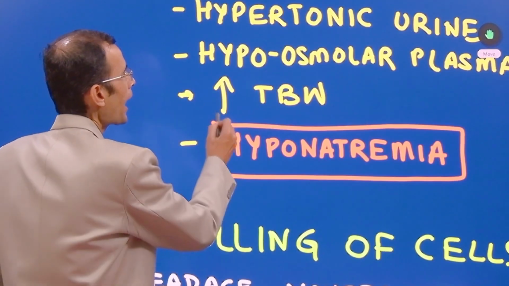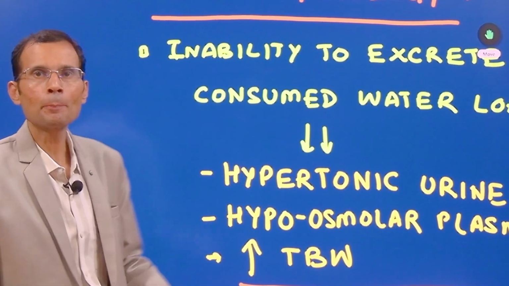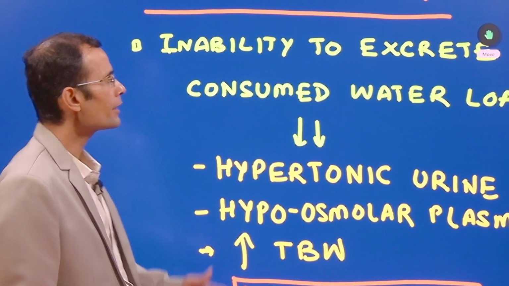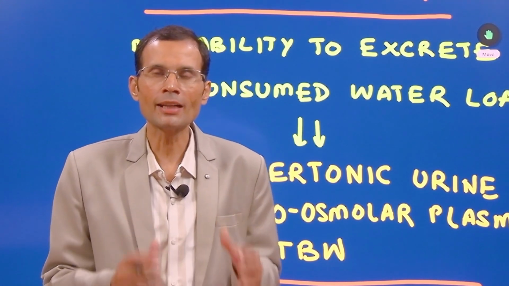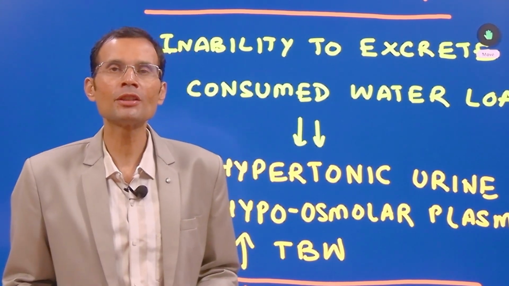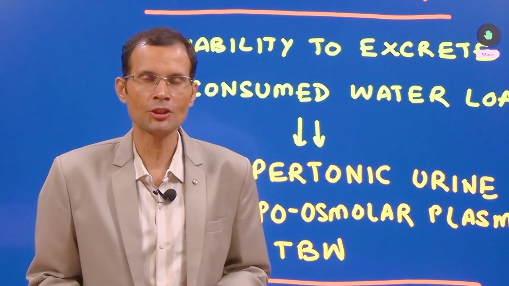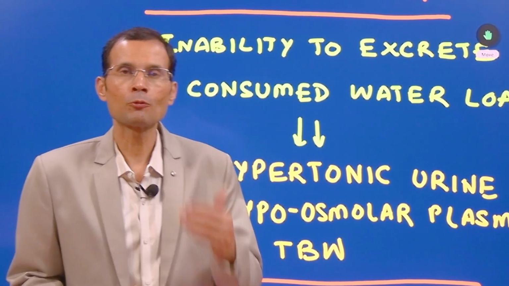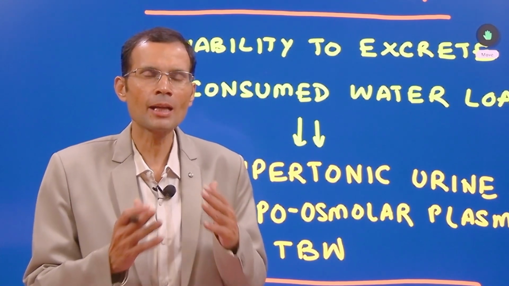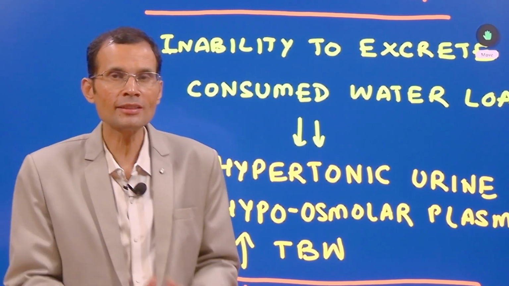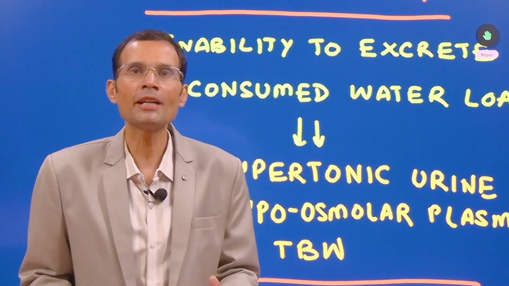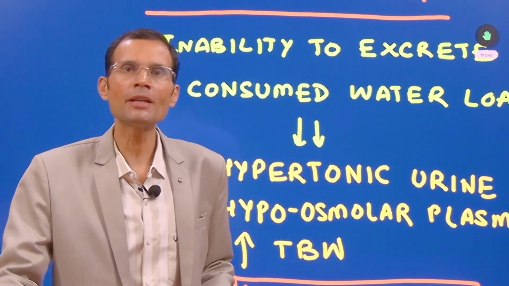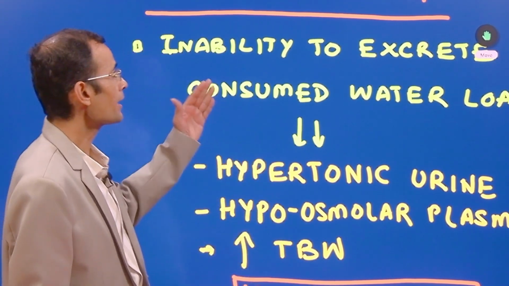Now let's see what actually happens in this condition, the pathophysiology of the SIADH. There is inability to excrete consumed water load. That's primarily what happens with the excessive and inappropriate ADH secretion. As I have mentioned already, if you consume water, that water is absorbed into the plasma and plasma temporarily becomes hypotonic. Now at this stage, what should ideally happen is ADH secretion should be suppressed, and there should be diuresis. But that does not happen.